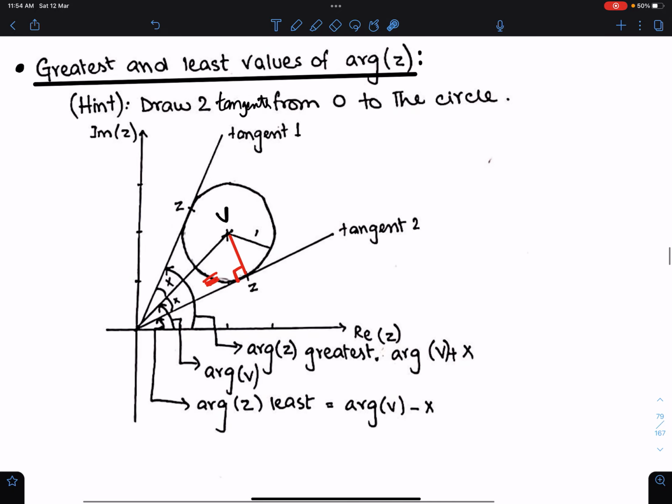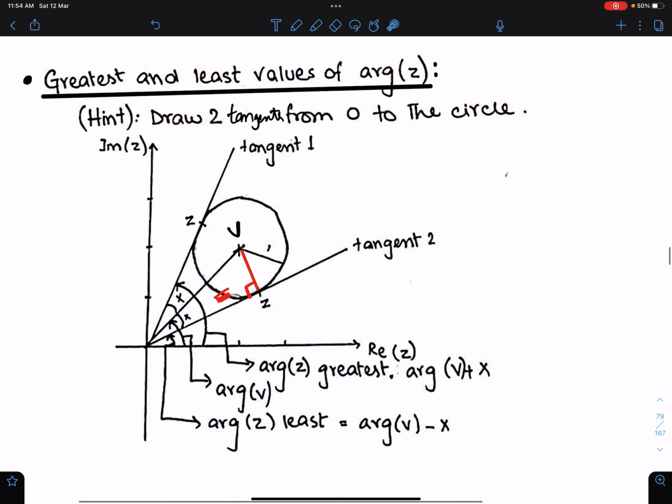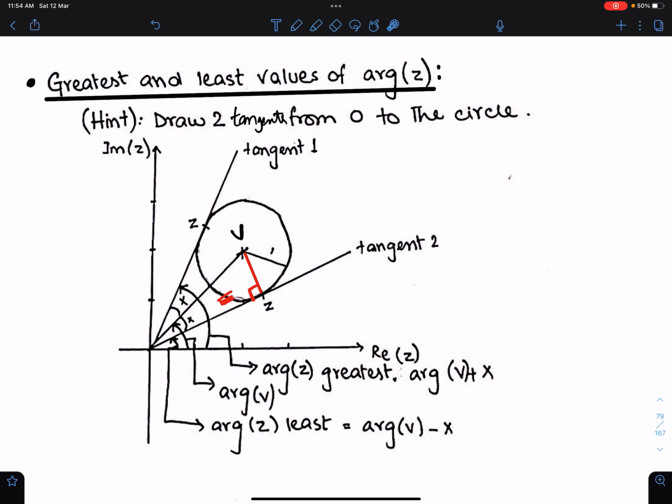The next topic, in circles. The topic is greatest and least values of argument z. Well, to find the least and greatest values of argument z, you have to draw two tangents from origin to the circle. Because when you will draw this tangent from origin to this circle, you will get the smallest argument. This is the smallest argument of z, because when z is here, this angle is the smallest. And when z is here, then this angle is greatest.